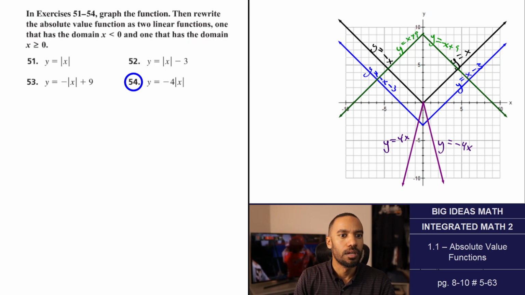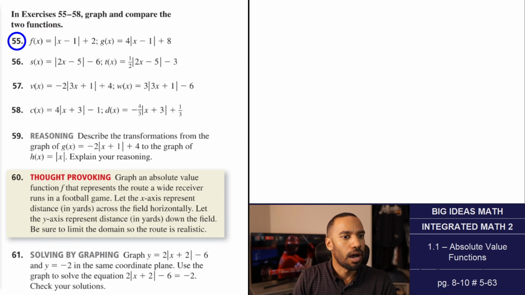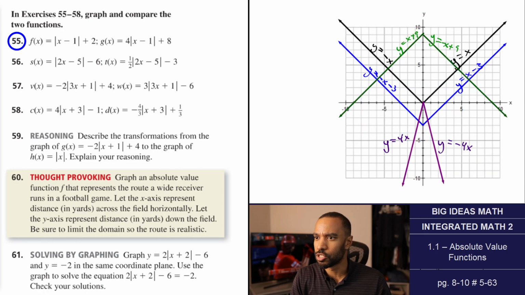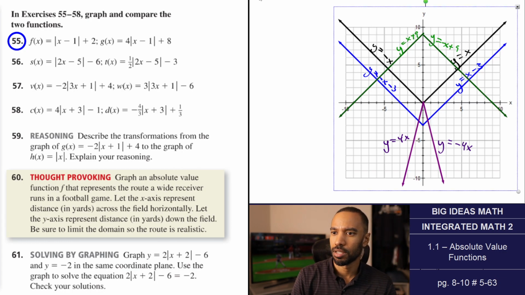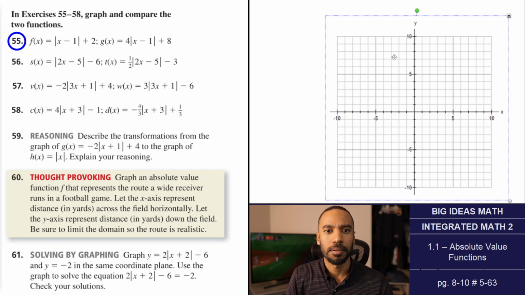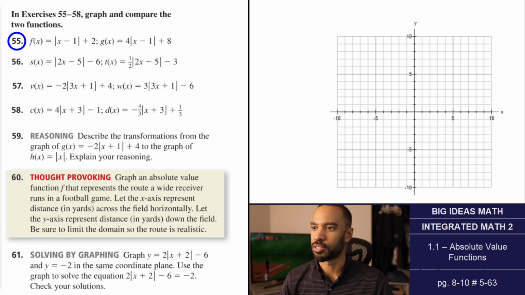Okay. Almost done. Last frame of problems. 55. Graph and compare the two functions. You know, I don't have to pause again. It's just right here. So let me take that, copy, and paste. Okay. Graph and compare the two functions. So, ooh, they get complex.